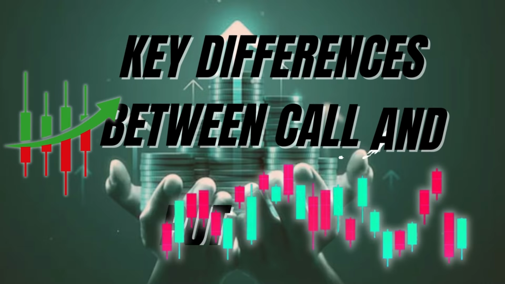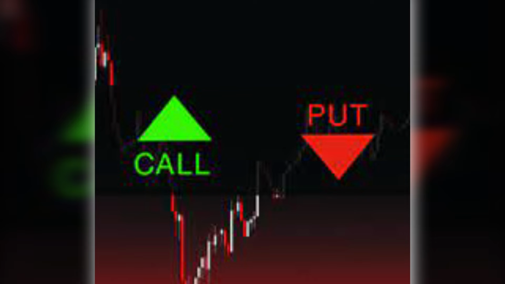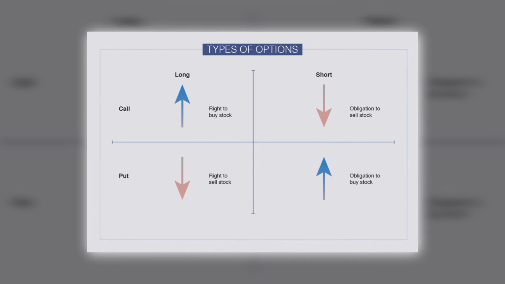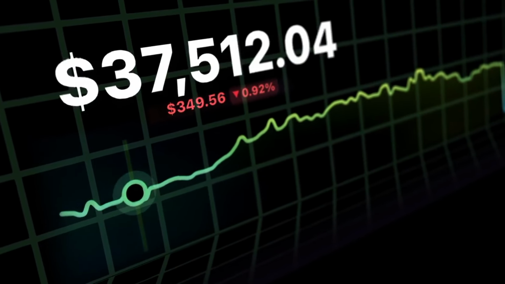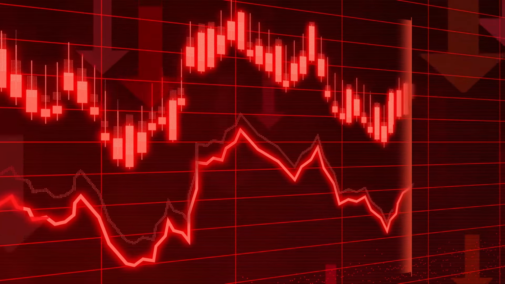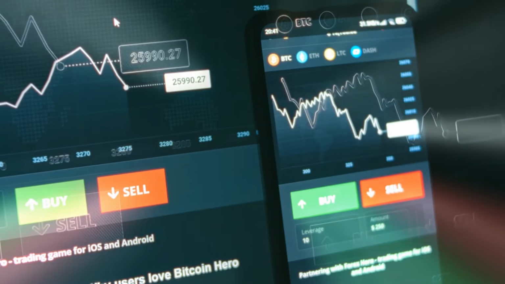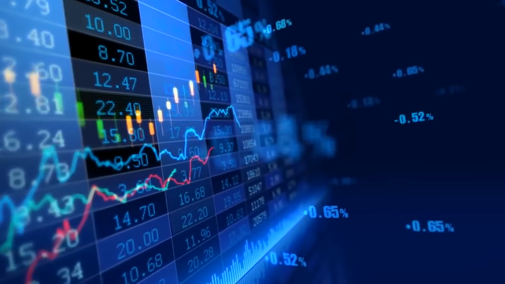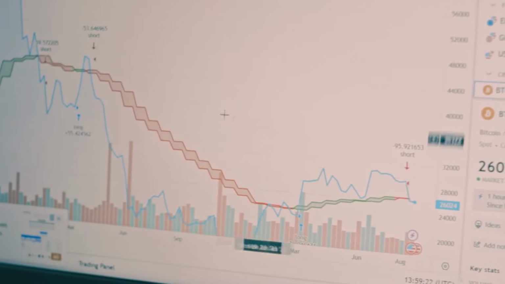Key differences between call and put options. Now that we understand what call and put options are, let's look at their differences in more detail. Direction of the bet. Call option: you are betting that the stock price will rise. Put option: you are betting that the stock price will fall. Right to buy versus sell. Call option: you have the right to buy the stock at the strike price. Put option: you have the right to sell the stock at the strike price.